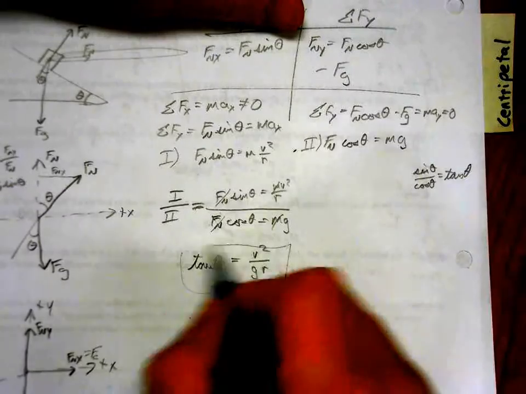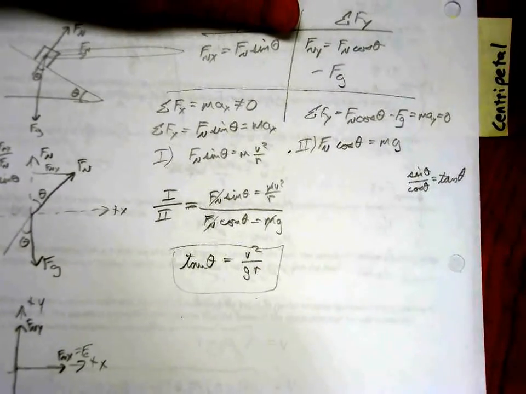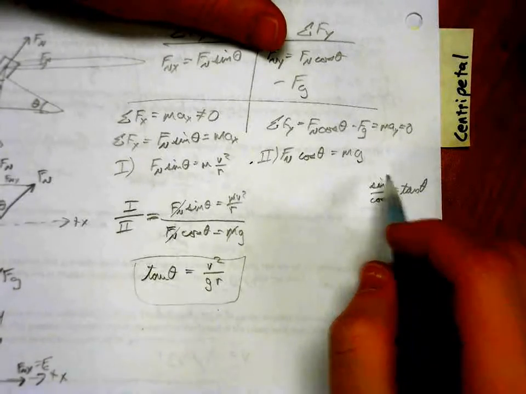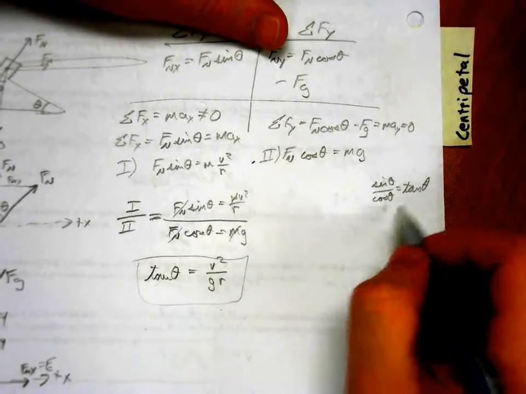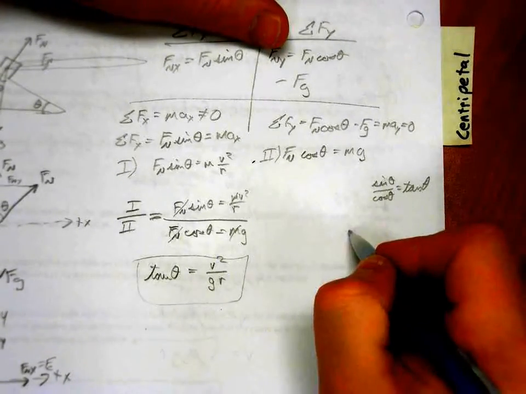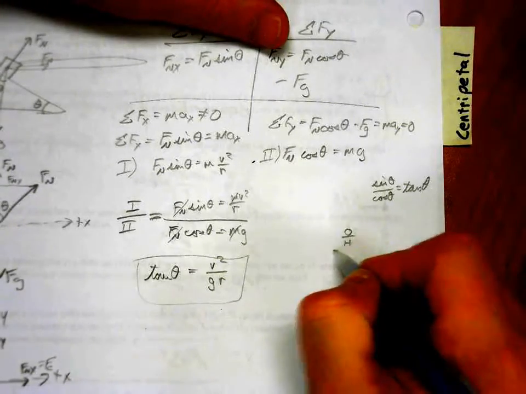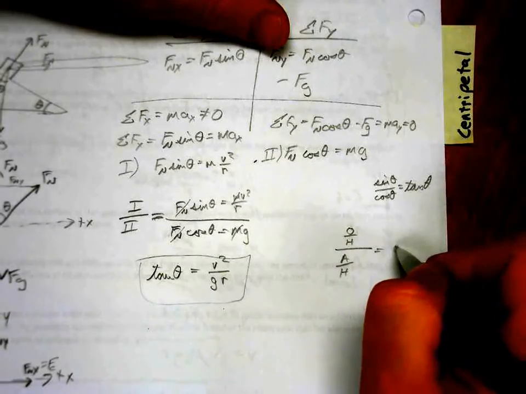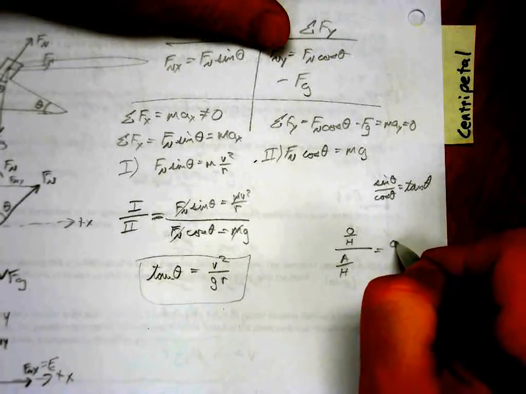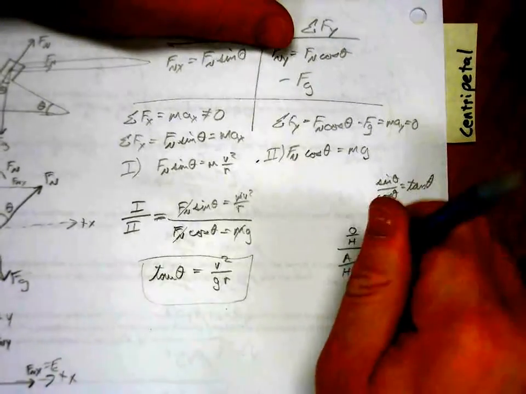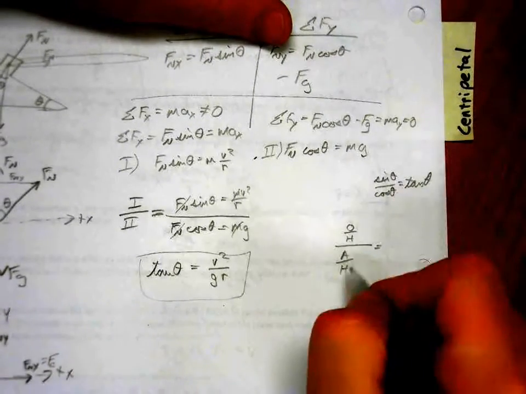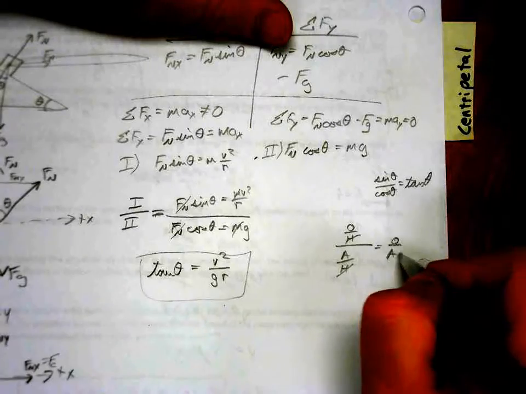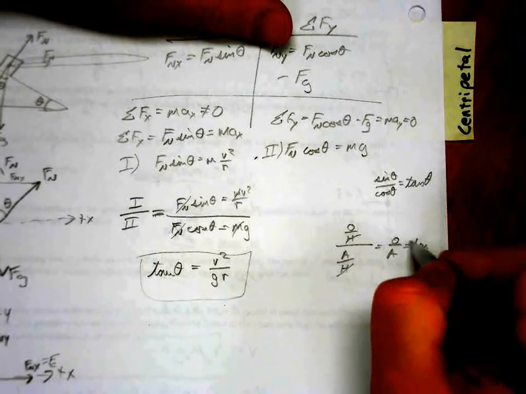That's an important equation. That was derived for you in the book. If you're wondering why sine over cosine equals tangent theta, well, just remember that sine is opposite over hypotenuse, cosine is adjacent over hypotenuse, and that equals tangent, which is opposite. Well, what does that equal? Let's prove it. Hypotenuse cancels out, so that equals opposite over adjacent, which just equals tangent of theta.